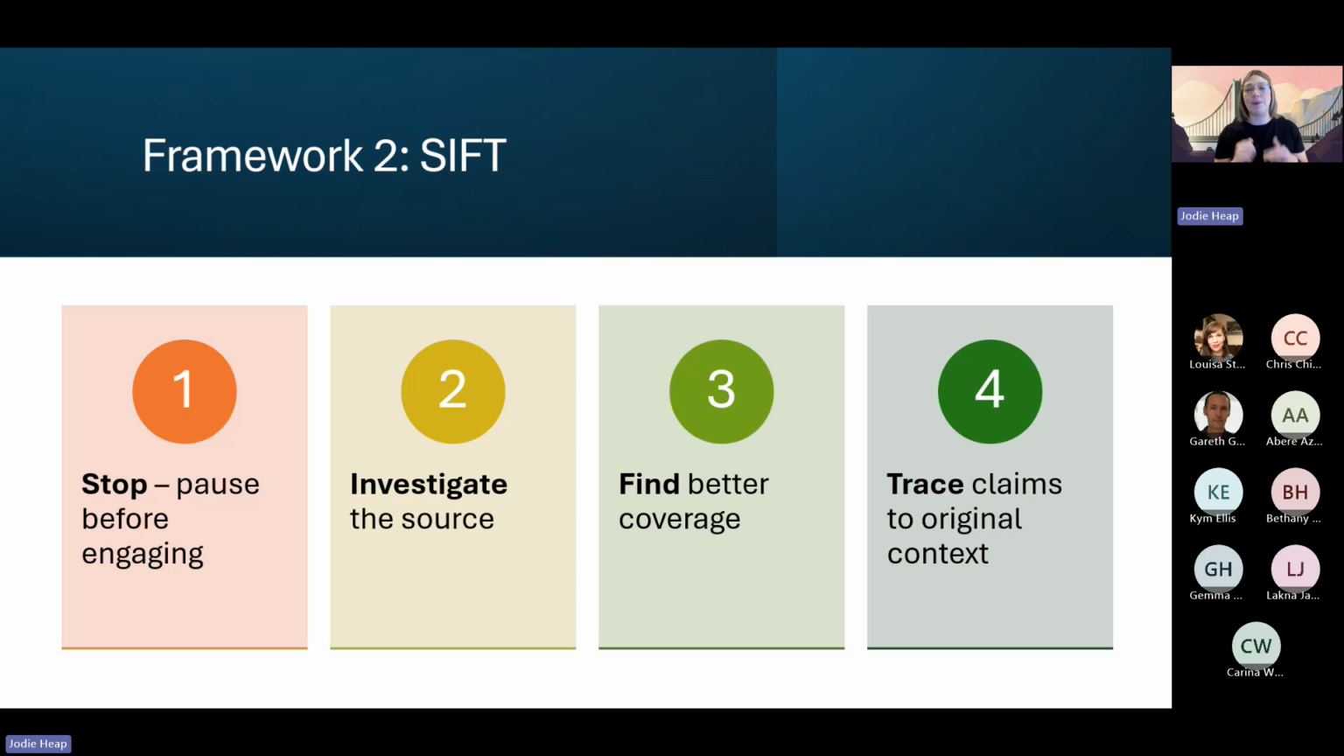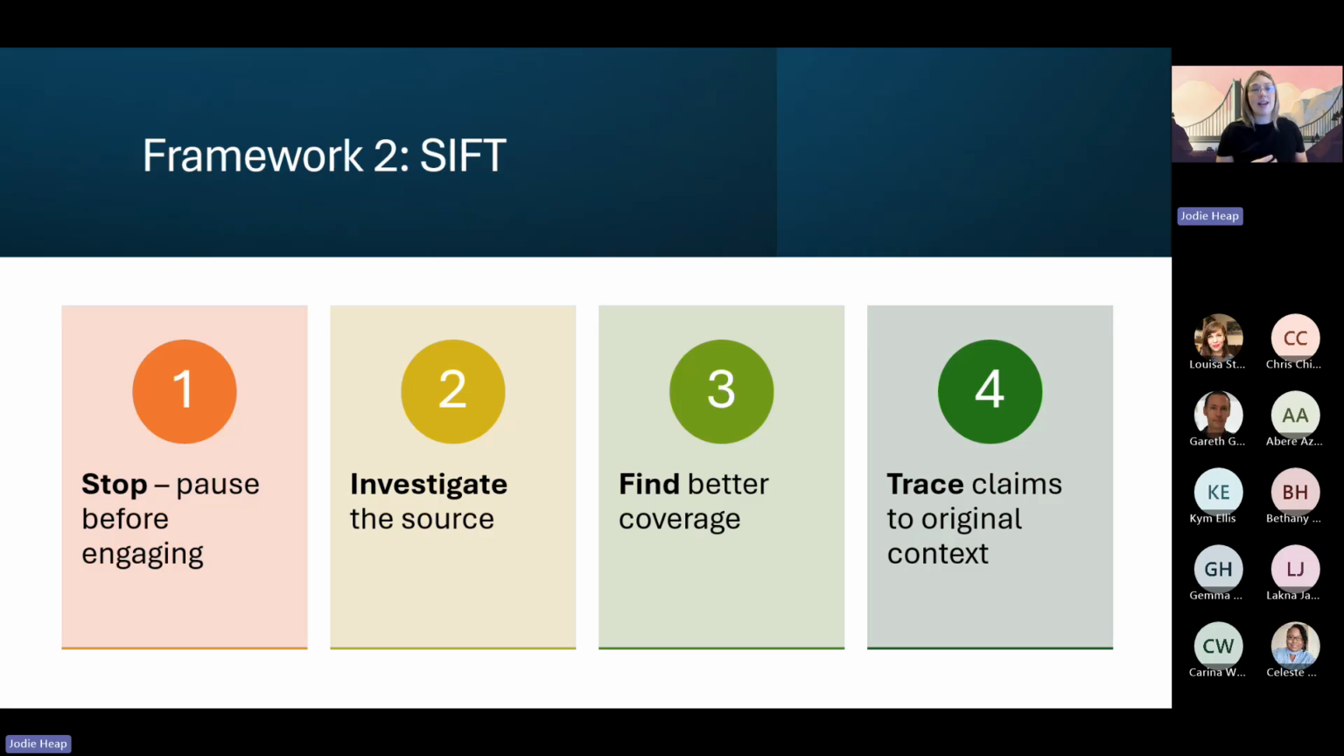So before we immediately jump into making a comment or liking or disliking or sharing it with someone, can we investigate the source? Where has this claim come from? Is it reputable? Can we find better coverage of this new piece of information elsewhere? Has there been some different types of reporting on it? And can we trace the claim back to the original context? So perhaps a journal article has come out and then it's reported in the news, but they have a slightly different perspective or a bias on how they're reporting the information.